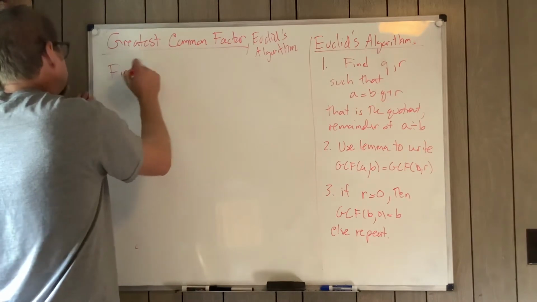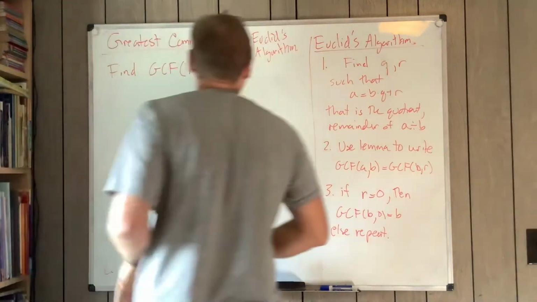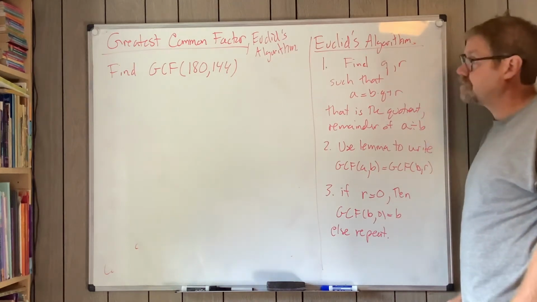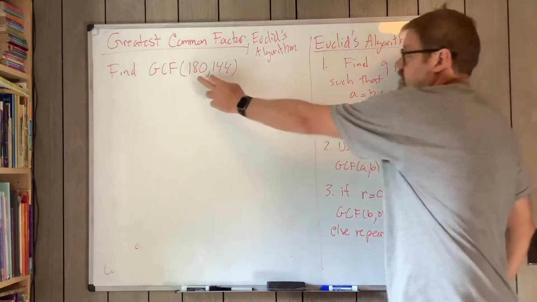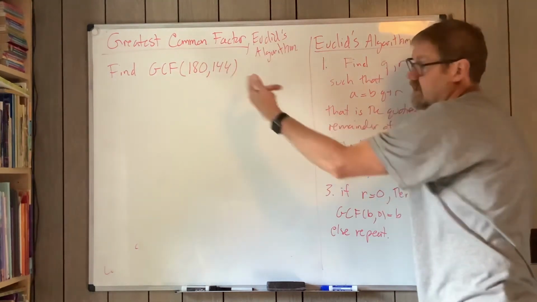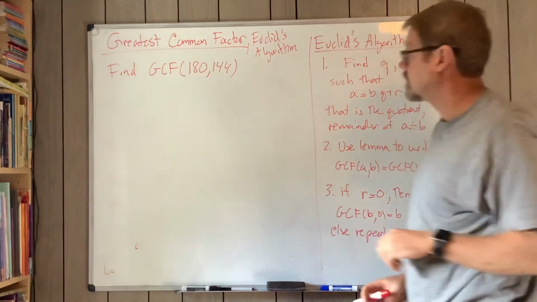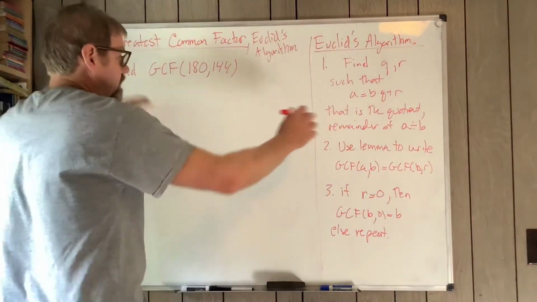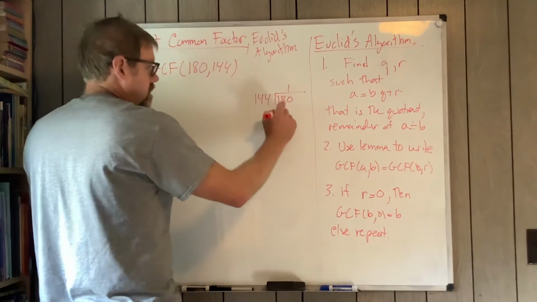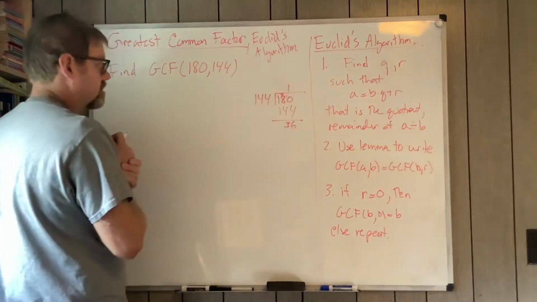These are the same two that we did in the previous video. Let's look at the greatest common factor between 180 and 144. One thing is that I'm going to assume A is bigger than B. If these are written the other way around, just flip it. There's a symmetry for a greatest common factor. The first thing that we need to do is long division here. So 144, 6, 36.